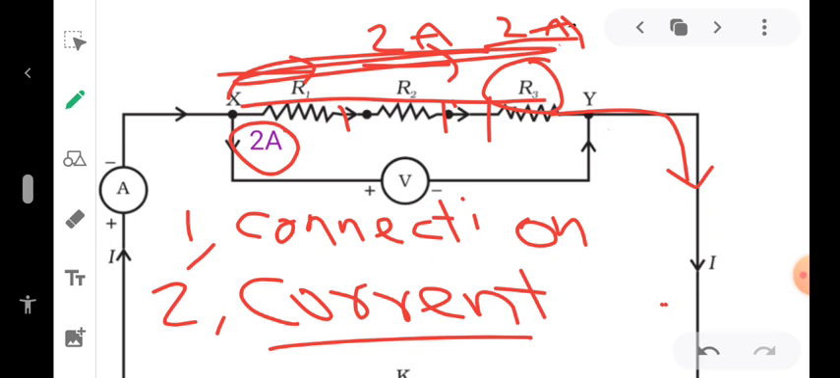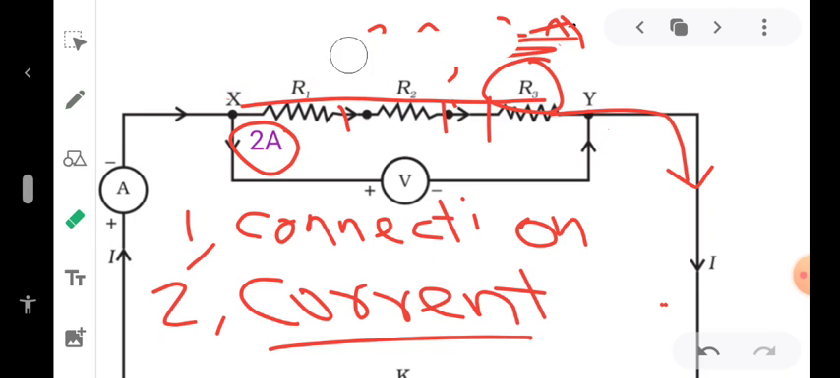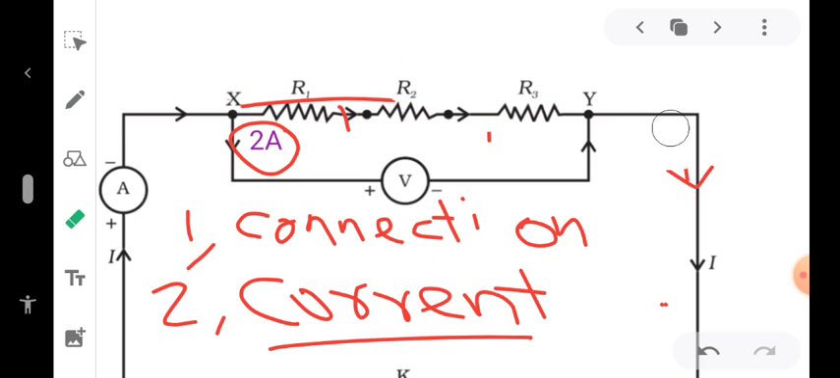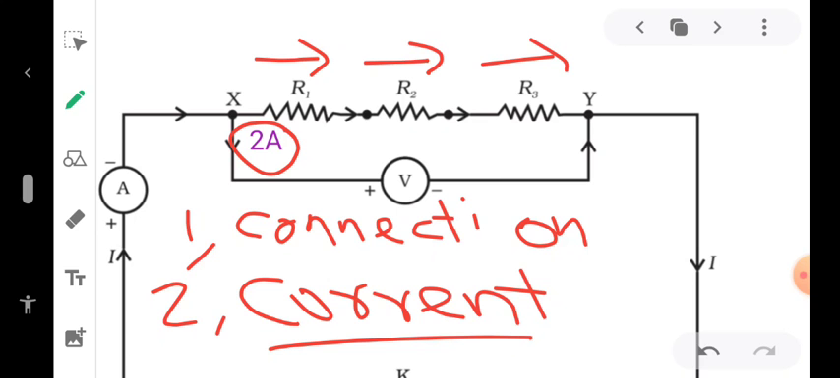When will it be the same? When there is no interconnection between the resistors, only then will the current flowing through the resistors be the same; otherwise it will be different. The current through resistor 1, resistor 2 and resistor 3 are all the same, that is 2 ampere.